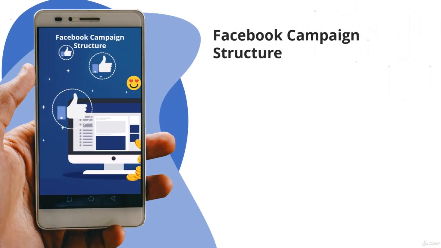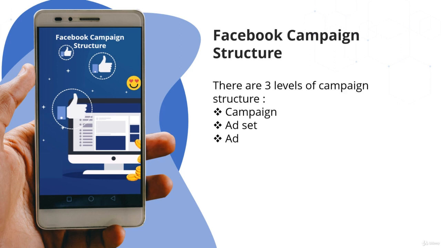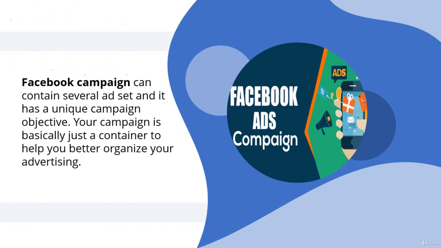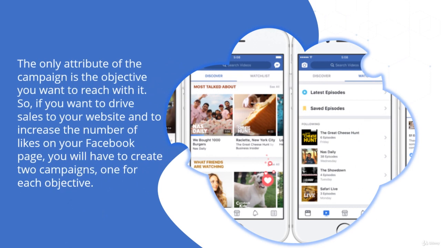Facebook campaign structure. There are 3 levels of campaign structure: campaign, ad set, ad. A Facebook campaign can contain several ad sets, and it has a unique campaign objective. Your campaign is basically just a container to help you better organize your advertising. The only attribute of the campaign is the objective you want to reach with it. So, if you want to drive sales to your website and to increase the number of likes on your Facebook page, you will have to create 2 campaigns, one for each objective.